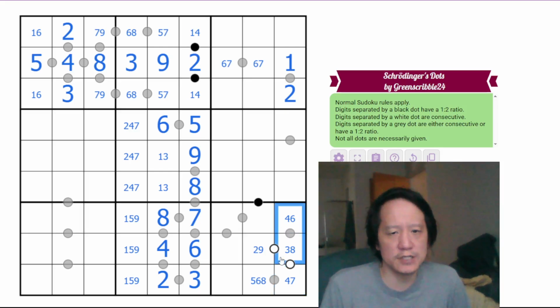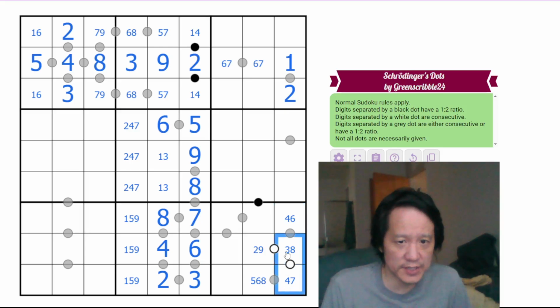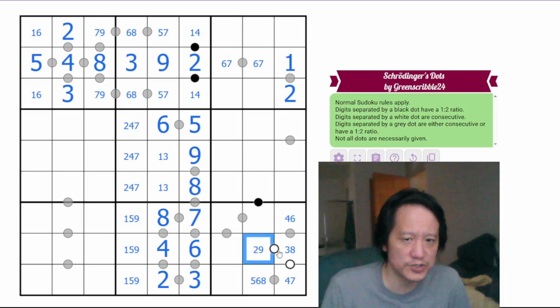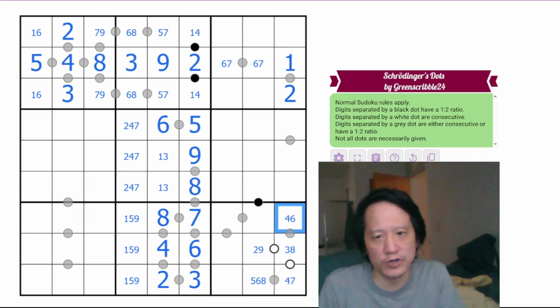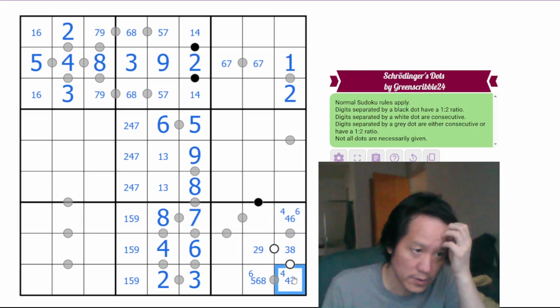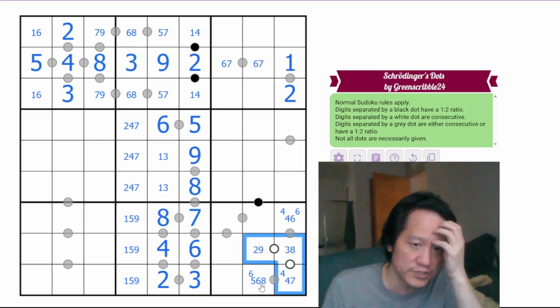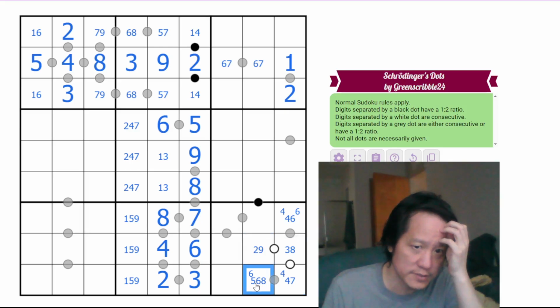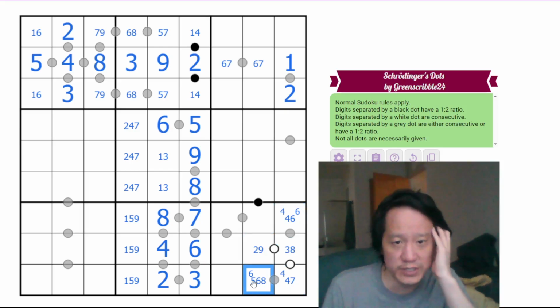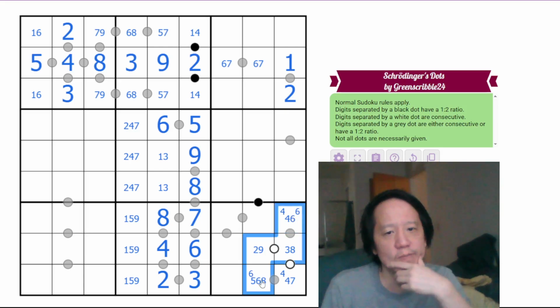So we're guaranteed if this is 7, 8, 9, this has to be a 4 to be in a 1 to 2 ratio. And this is 6. If this is 2, 3, 4, 3 has to be in a 1 to 2 ratio with 6. So we're guaranteed a 6 here. We're also guaranteed a 4 here. Right? 2, 3, 4 forces this to be 5 or 8, and then 6 here. 7, 8, 9 forces this to be 6, and 8 has to be in a 1 to 2 ratio with 4 here. Okay.